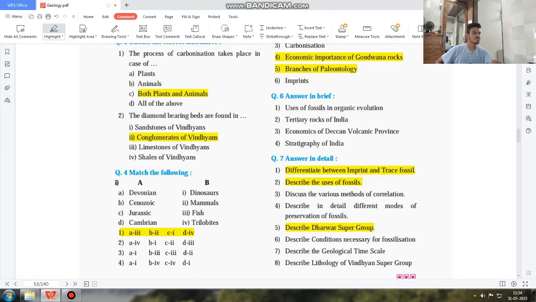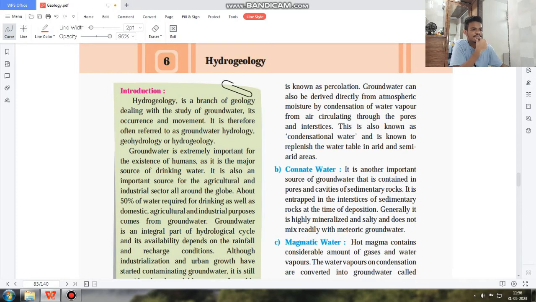So what I have marked from this chapter is important. That's it from this chapter. Moving on to the next chapter, our 6th chapter, hydrogeology. This chapter comes for how many marks? As I told you, it comes for 11 marks with option, and without option is for 8 marks. Compared to the two chapters, dynamic earth and paleontology, it is small, so this might finish quickly.